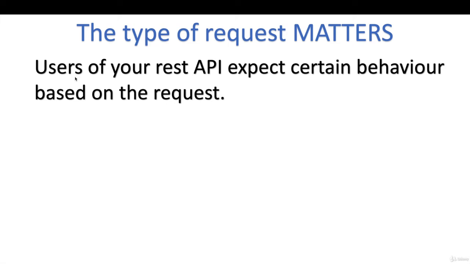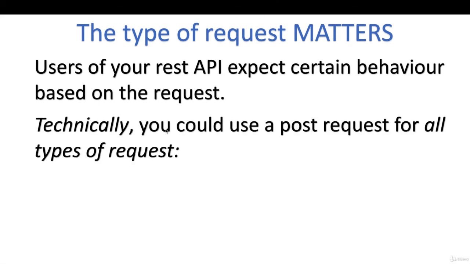Well, users of this REST API expect it to behave a certain way when they use a certain type of request. So if they use a GET request, they're going to assume that they can get results back. If they submit a POST request, they're going to assume that it's going to create some resource. So the type of request matters. Although technically speaking, you could just use a post request for all of them. It would work on a technical level.